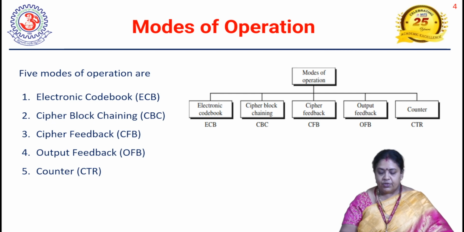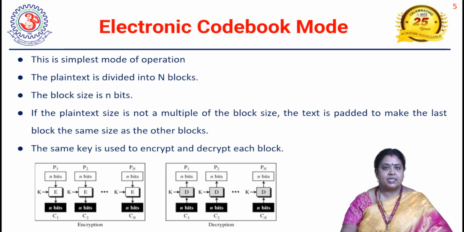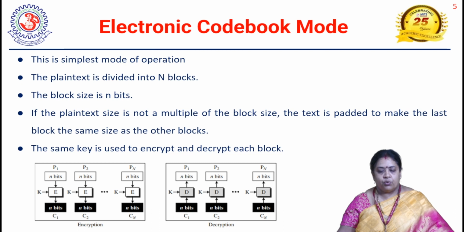So first we go for the first mode of operation, that is, the electronic codebook mode. We can simply call it ECB. This mode of operation is a simple mode of operation. That means here we are not going to do anything special. Suppose our plain text is larger than 64 bits or 128 bits, we are going to divide our plain text into n blocks of fixed size.